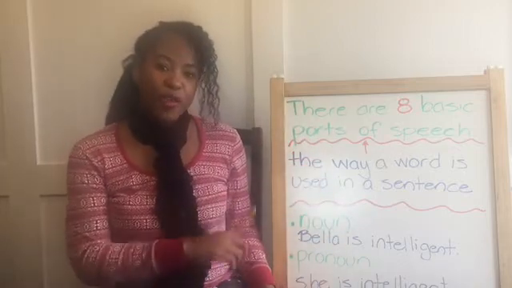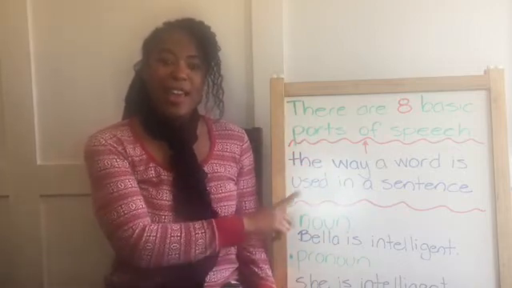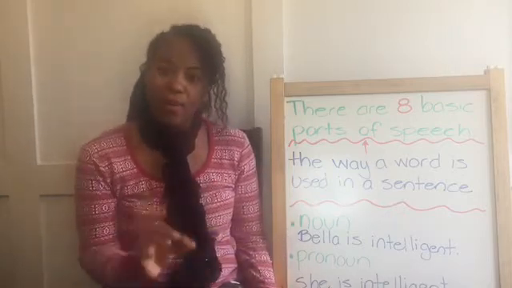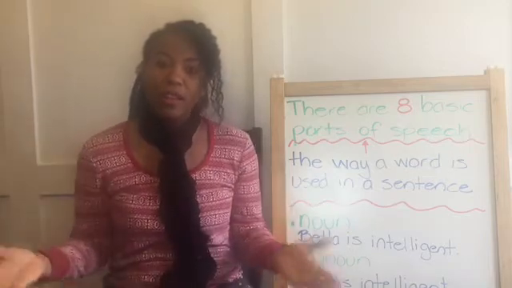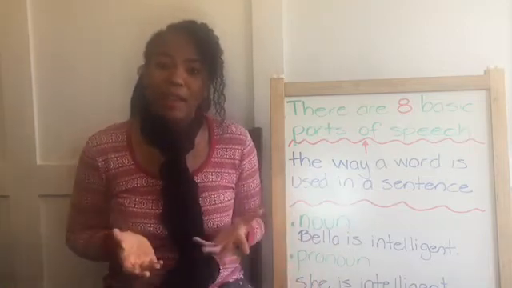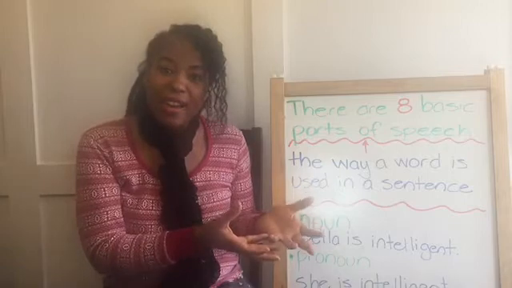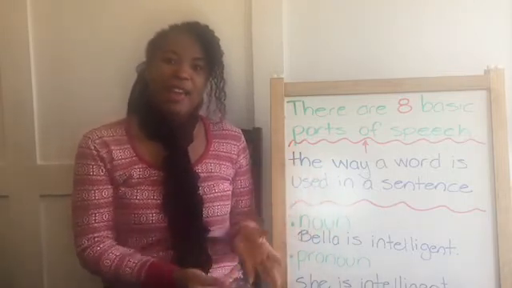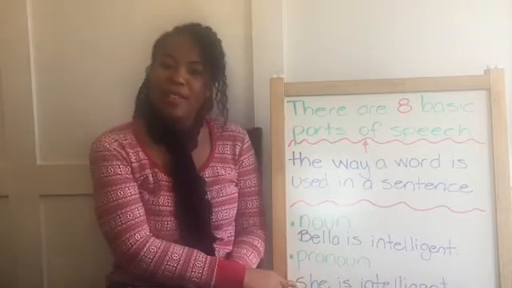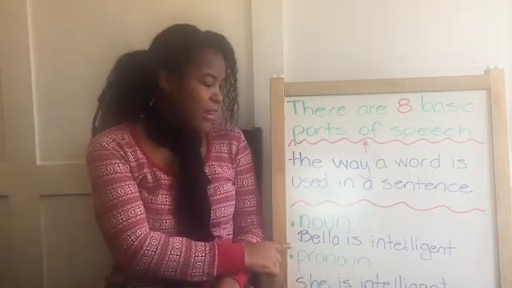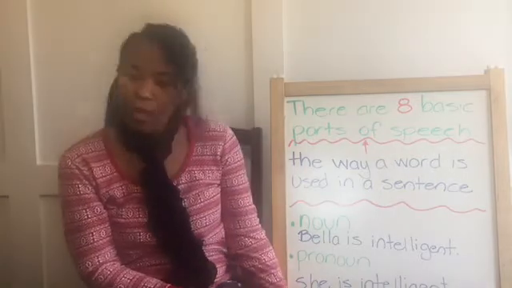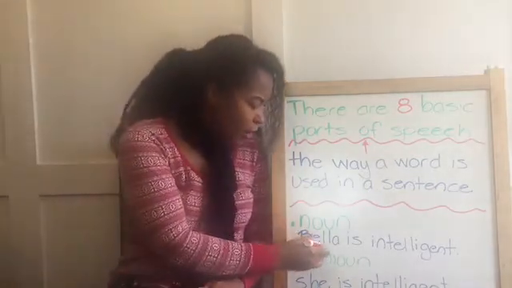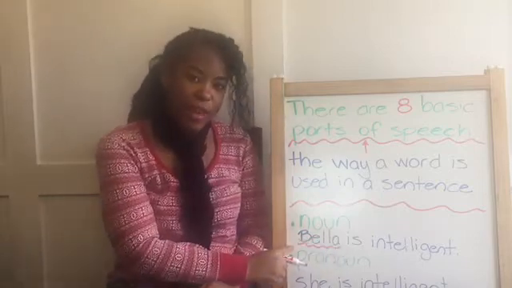The first one is a noun, and a noun is the name of a person, place, or thing. So if you're telling a story, you're going to need to talk about something, whatever subject that is, your noun. And a pronoun just replaces a noun. So here I have a sentence. Bella is intelligent. Bella is the name of a girl, and the noun here would be Bella.